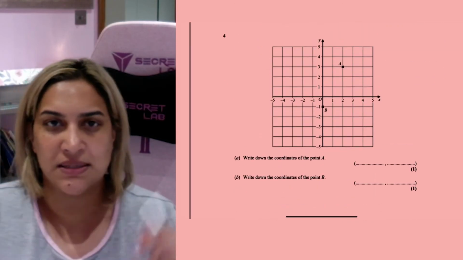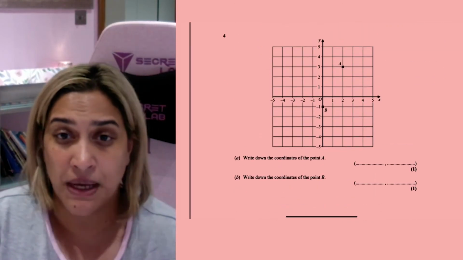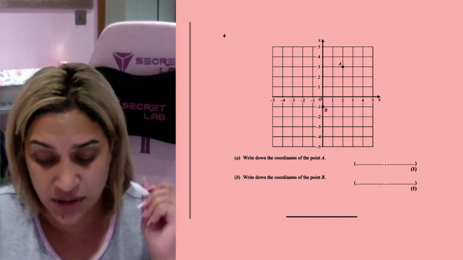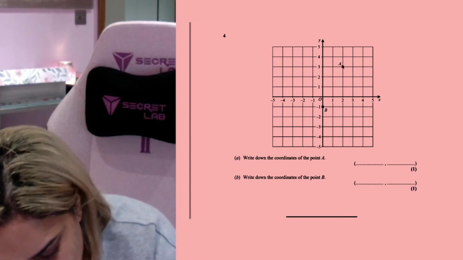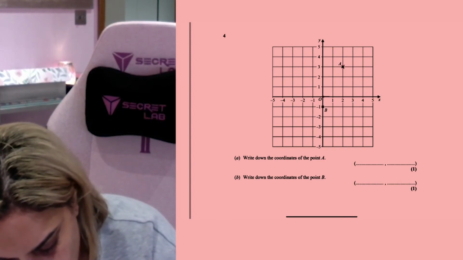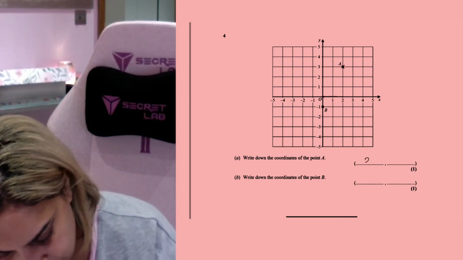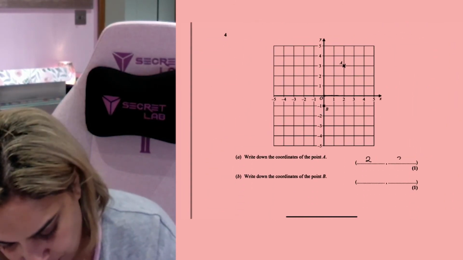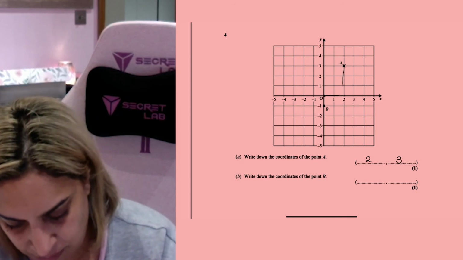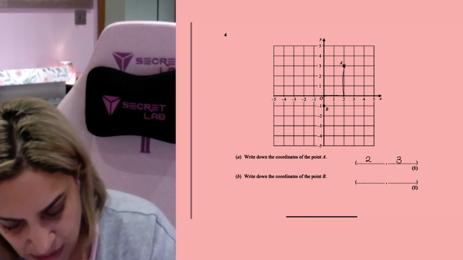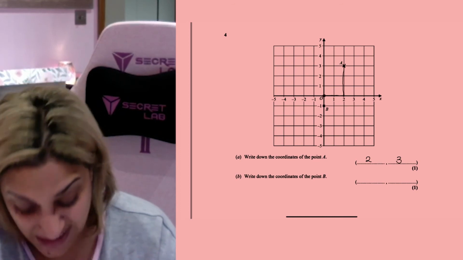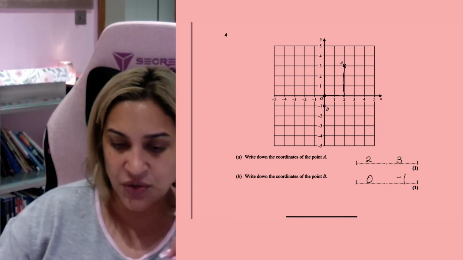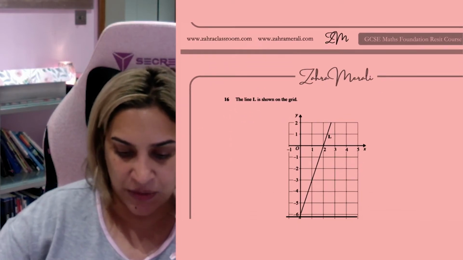We're going to write some coordinates. So remember, along the corridor before we go up the stairs. So x coordinate goes first. So we want to get to this A. We're starting at 0. We're going 2 along. That's 2. And then we're going 3 up. And that's 3. And for B, if we start here, we're not going any along, but we're going minus 1 down. So it's always the x coordinate followed by the y coordinate.